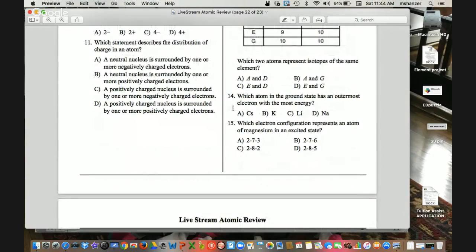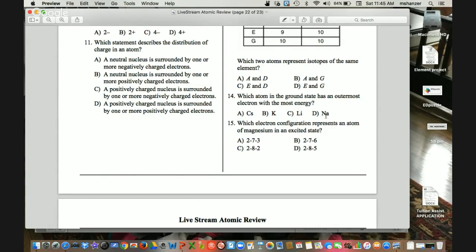Which atom in the ground state has an outermost electron with the most energy? This goes back to what I was talking about before. The electrons that are furthest from the nucleus are going to be the ones that possess the most energy. If we look at this, we can see that lithium is in period 2. It only has 2 shells. Sodium has 3 shells. Potassium has 4 shells. And cesium has 6 shells. So the correct choice is going to be cesium, because those are the atoms that have electrons that are furthest from the nucleus. Therefore, those electrons will have the most energy.